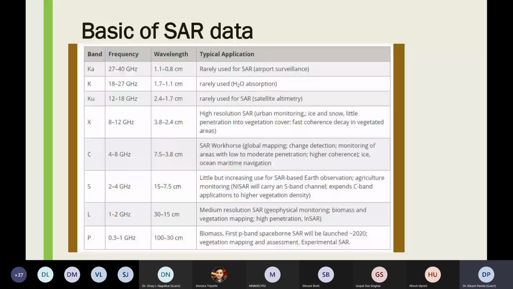For the L band, you see the wavelength is around 15 to 30 centimeters. S band is around 7.5 to 15 centimeters. So the longer the wavelength, towards L and S, the penetration capacity of the SAR is better. It can penetrate more into the ground and give better information. The C band data is also heavily used for flood mapping as well as soil moisture, because many of the current ongoing satellites have either C or L, and because of that, people are trying to explore those bands for different applications.